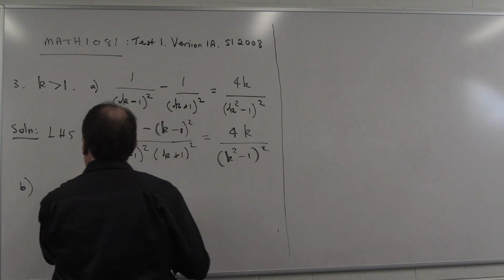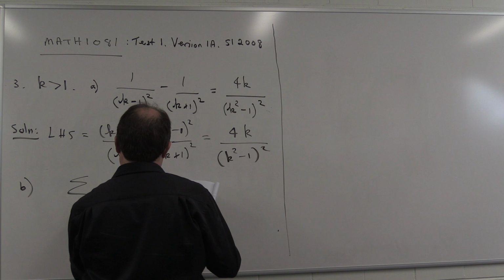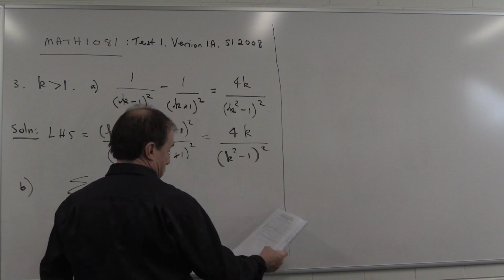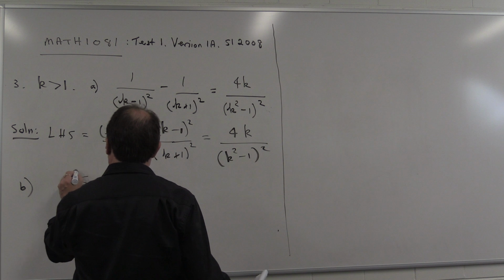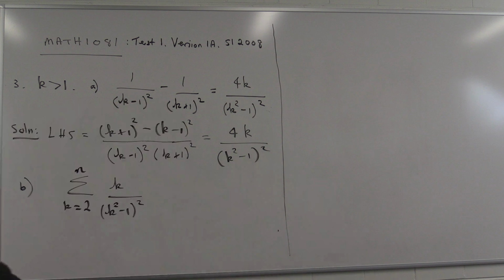And the question we're asked now to sum is the sum of k over k squared minus 1 squared, going from k equals 2 up to k equals n. So we want a formula for this sum.